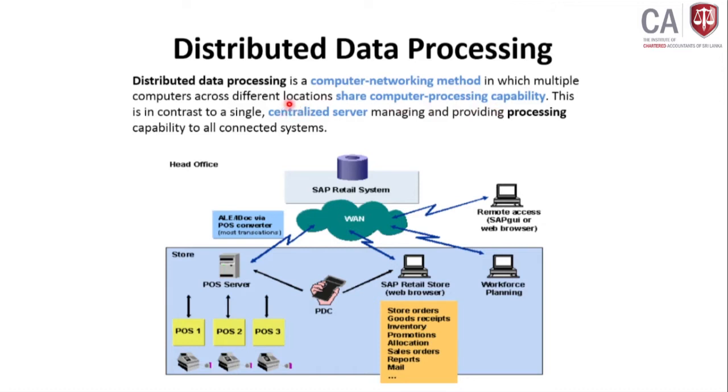It doesn't matter where they are geographically located, in many other places. So it processes the data. This is in contrast to a single centralized server providing processing capability to all connected services. Here you see the head office. In the head office environment, the SAP retail system is there.